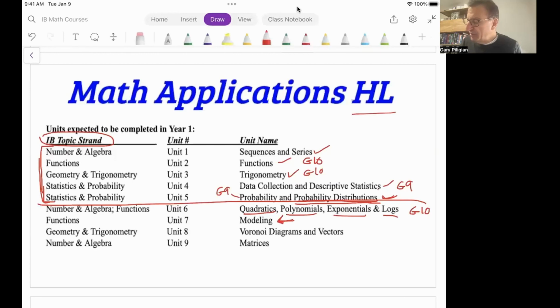And then Unit 8 is a pretty challenging geometry and trigonometry unit, where not only will we talk about vectors, but we'll talk about something called Voronoi diagrams. The Voronoi diagrams are shared with the applications SL people, and applications is the only place where Voronoi diagrams are taught. They're not taught in either of the 2 analysis courses. And then we'll have this unit on vectors. And then we'll close out the year with a unit on matrices.